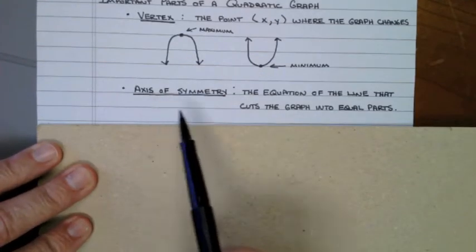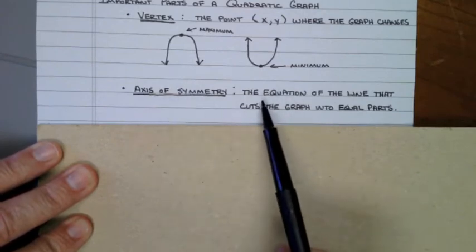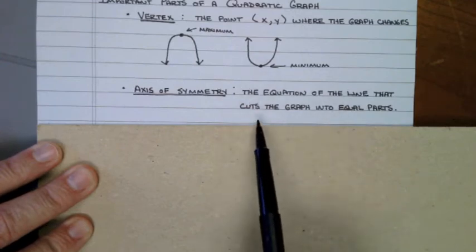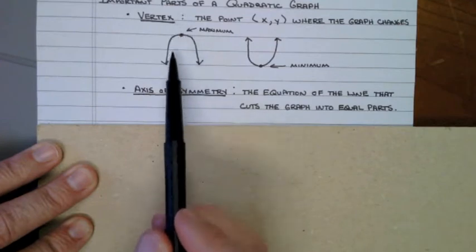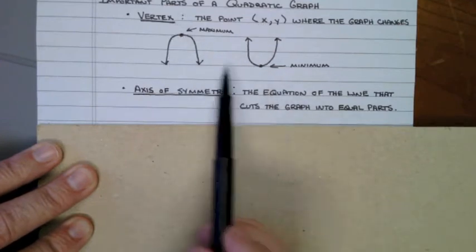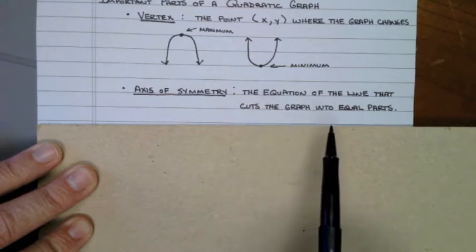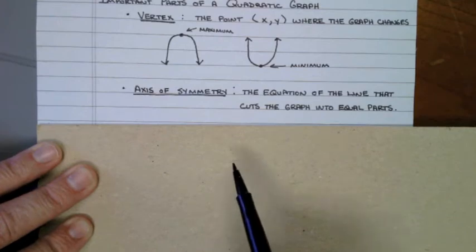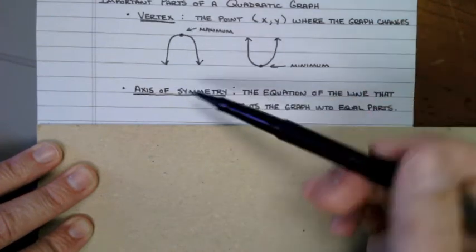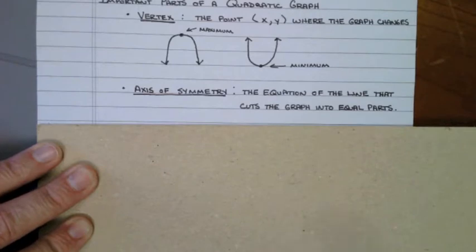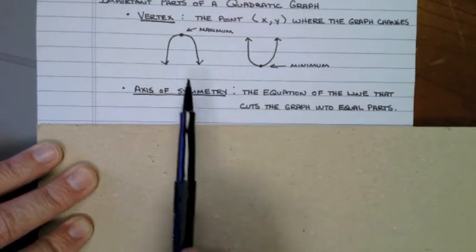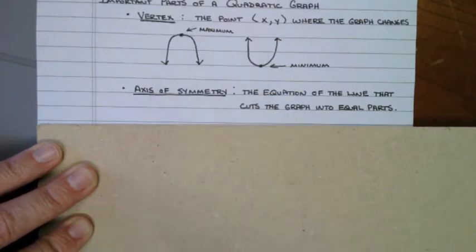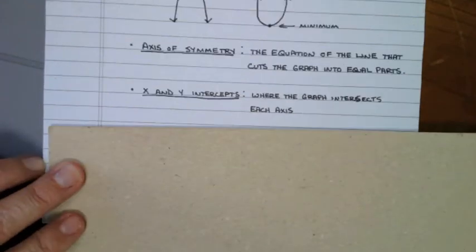Next important part is the axis of symmetry. Now, the axis of symmetry is always going to be the equation of a line. And since the line is going to cut the graph into two equal parts, that means if I draw a line going straight up and down on each one of these, it's going to cut it into two equal parts. That means the equation of this line is always going to start off with x is equal to. Remember, an equation of a line that goes straight up and down and does not touch the y-axis will only have the value of x in it. So they're going to ask for the equation of that line that cuts these graphs into two equal parts.